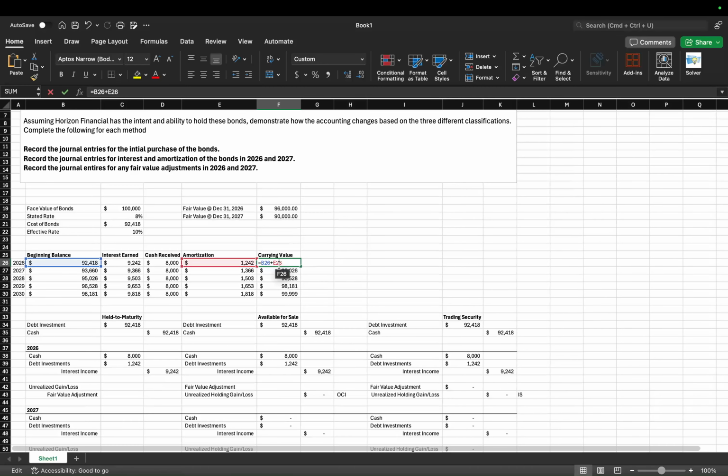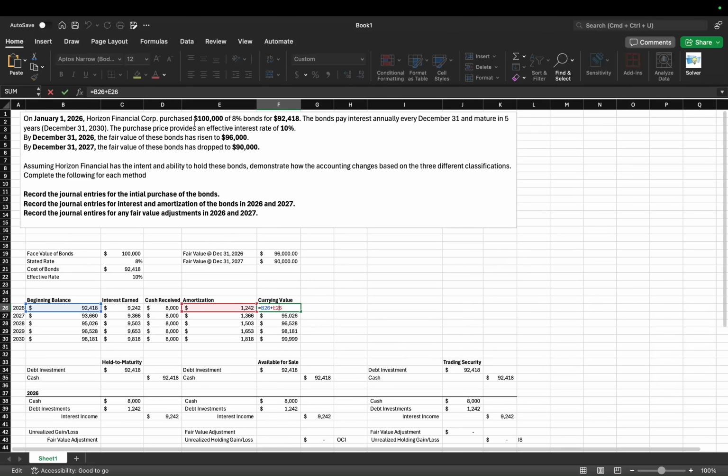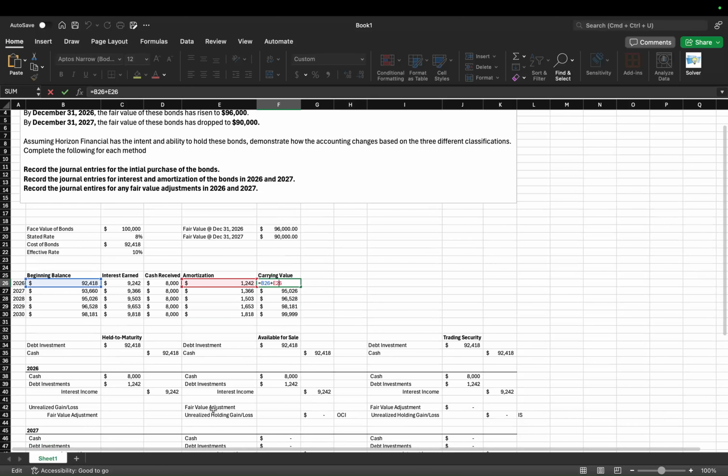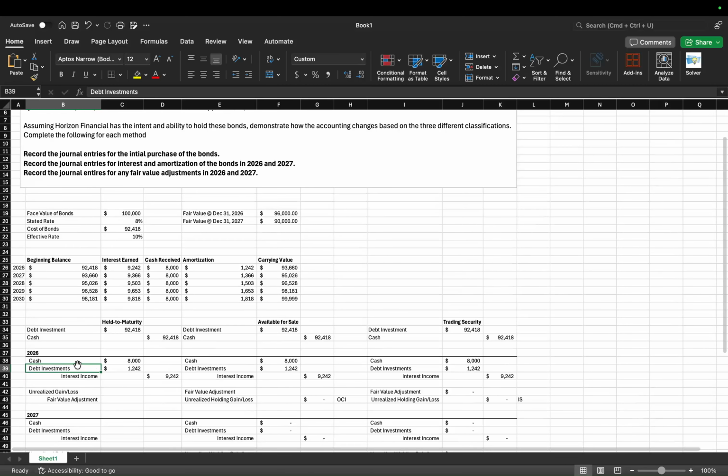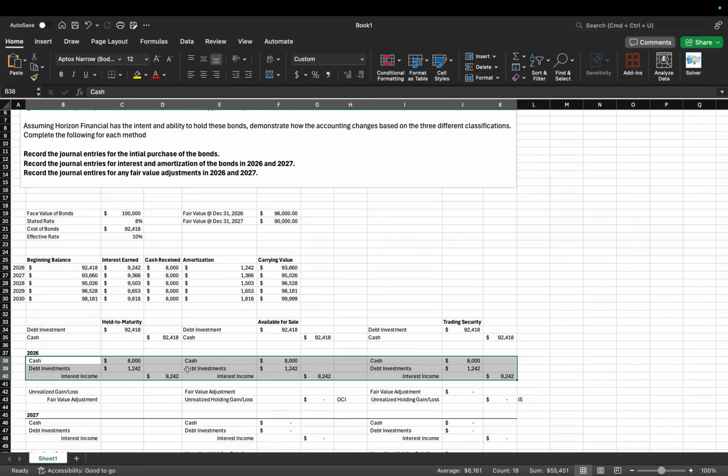The reason for this is because we had a discount. We bought the bonds for $92,000, but the face value is $100,000. There's about $8,000 there that we got it for cheaper. This amortization is reducing the discount, which is increasing the value of the bonds. All we're doing is recognizing that, and as a result, our debt investments gets a debit again. Recording this does not change across all three methods. It's the exact same.